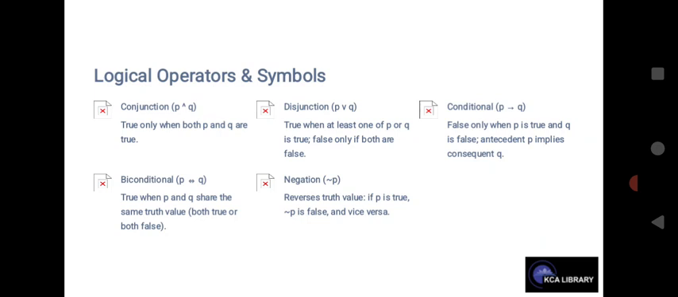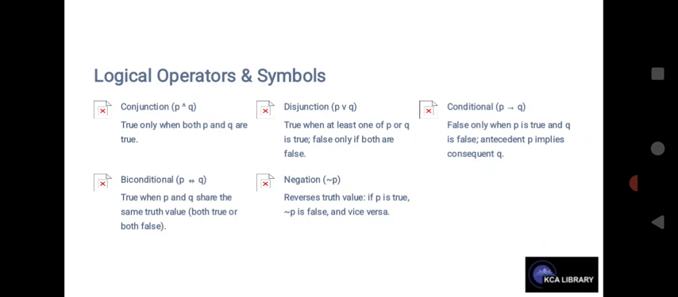So if you have two statements P and Q, and P is false and the second statement Q is false, then the disjunction is false. But a conditional statement is false only when P is true and Q is false. P is the antecedent while Q is the consequent. So it is false only when P is true and Q is false.